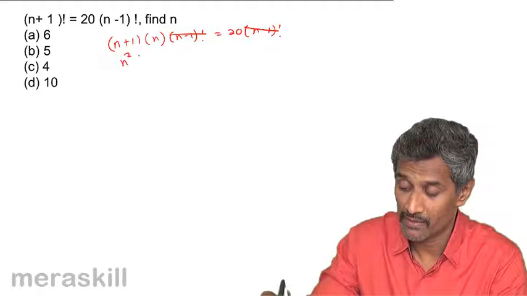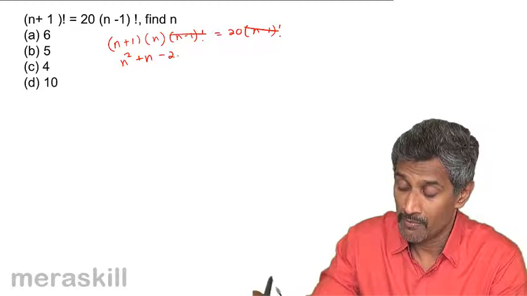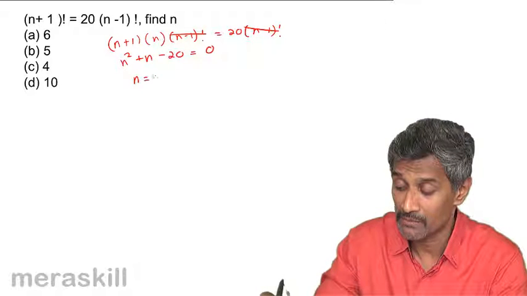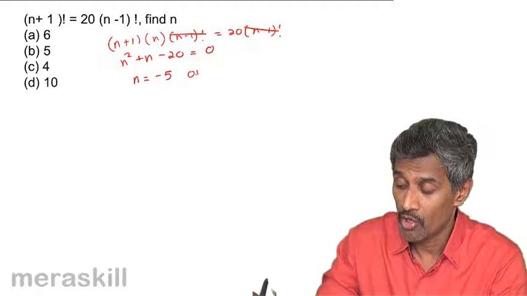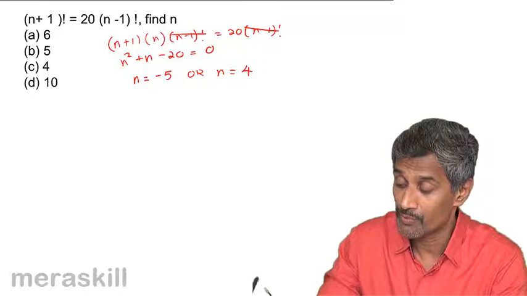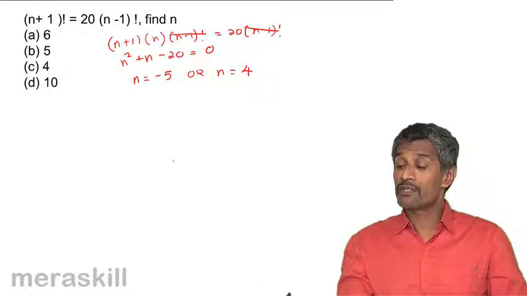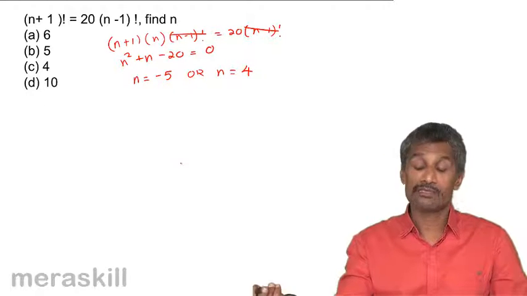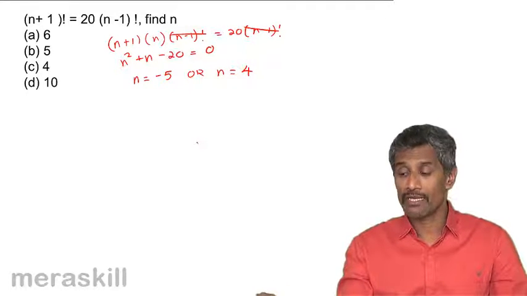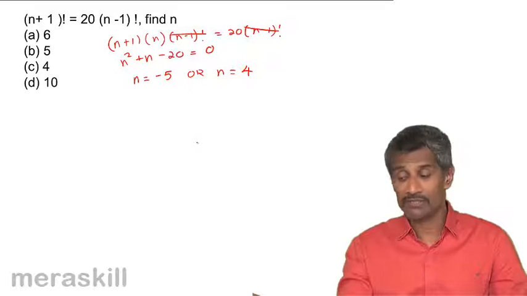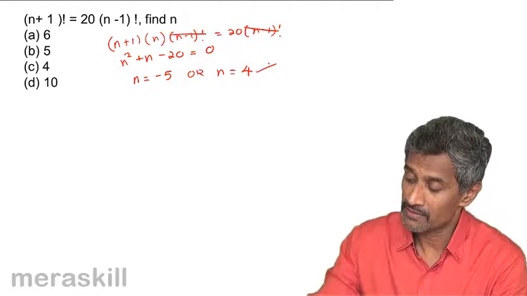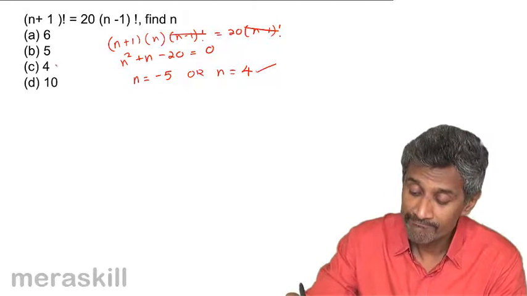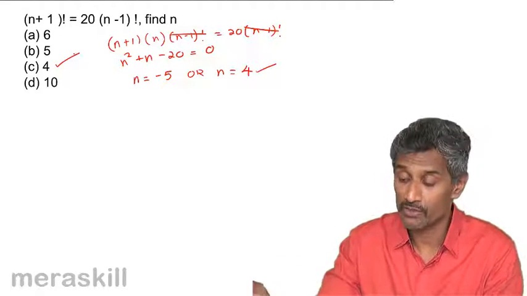This will give n square plus n minus 20 is 0. On solving this, you get n is minus 5 or n is equal to 4. So either n is minus 5 or n is equal to 4. N is equal to minus 5 is of course not valid because n has to be a positive integer. So our correct answer is going to be n is equal to 4, and hence n is equal to 4 is the correct option.